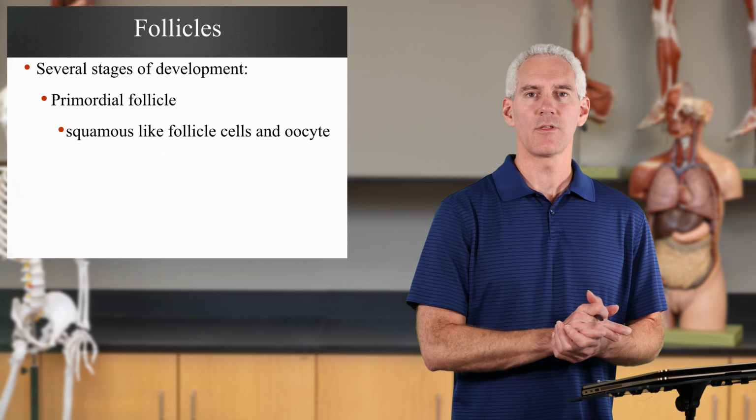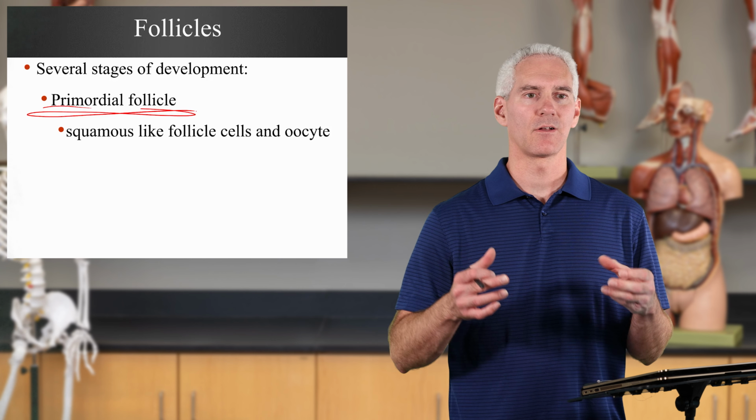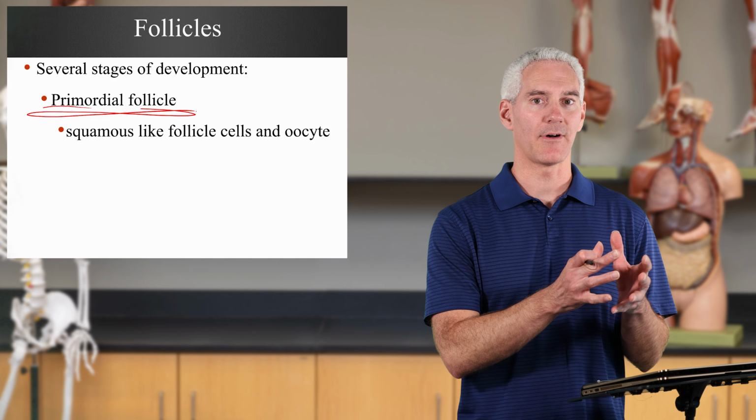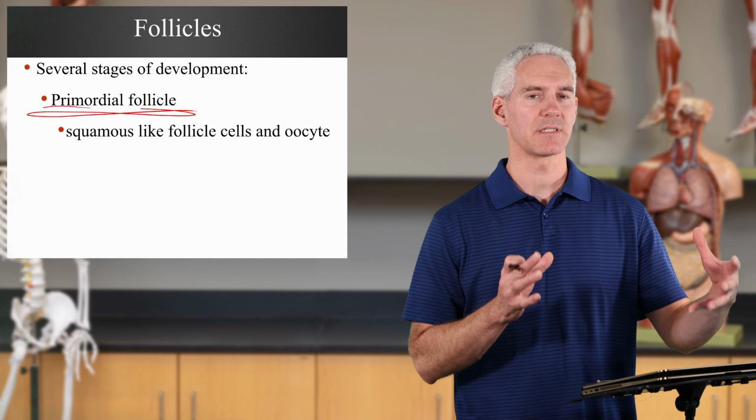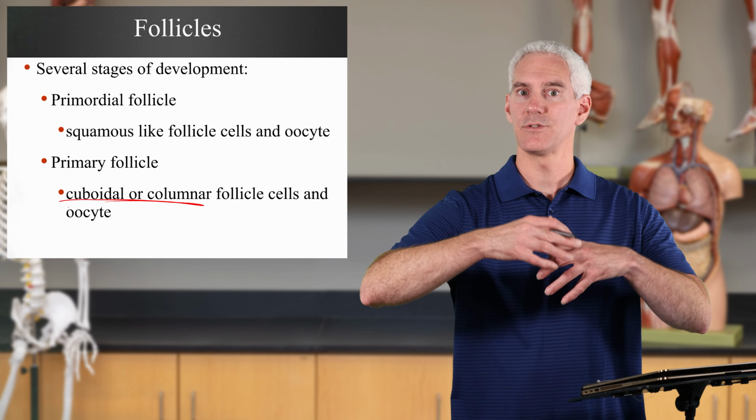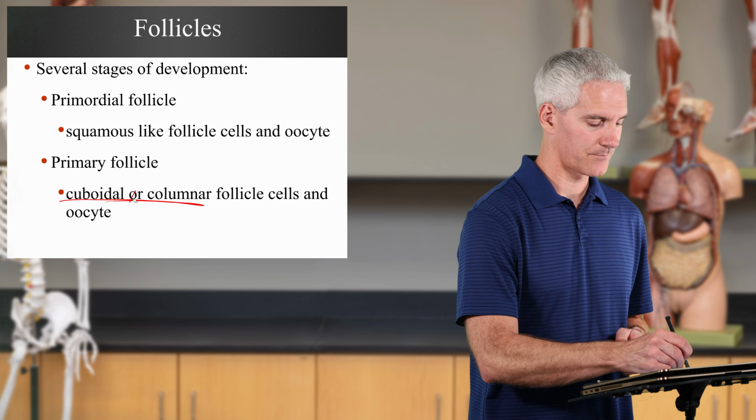So the very first point is the primordial follicle. The primordial follicle is the first stage. At this point, there are squamous-like cells around the oocyte. Primordial follicles are the very starting point. You'll have a couple of them selected, but usually only one makes it through the process. The next one from the primordial follicles is the primary follicle. At this point, we're starting to develop a little bit. That means the surrounding cells are cuboidal or columnar. They're getting bigger. They're helping to develop the actual oocyte.